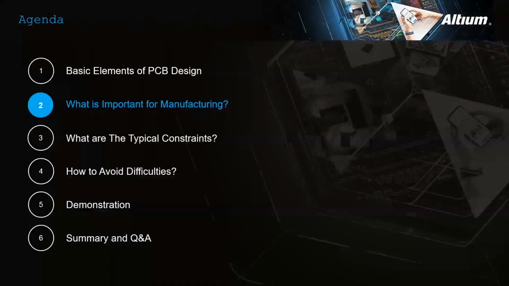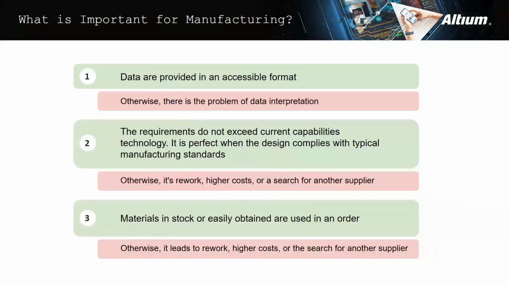Let us discuss what's important for the PCB manufacturer. First, the data must be provided to the manufacturer in an accessible format. Otherwise, you risk getting errors in the data or the project being rejected. Someone sends the design of the board as a source file. This method has some disadvantages. We recommend using specialized formats such as Gerber. Second, the technology requirements of the design should not exceed the current capabilities of the manufacturer.